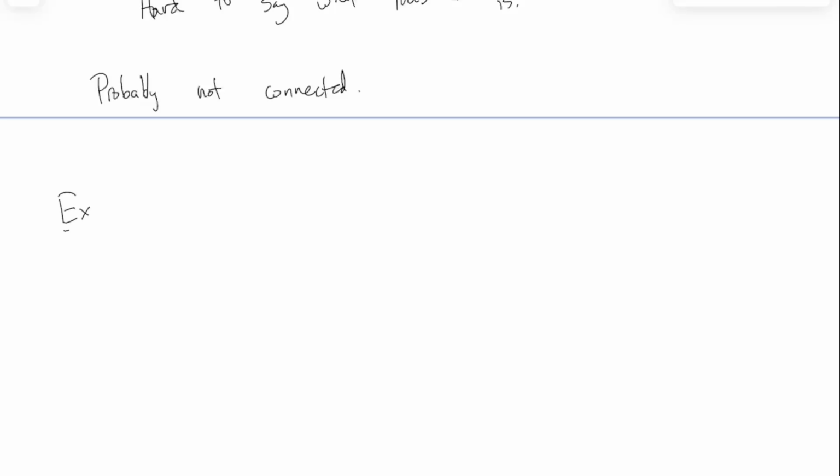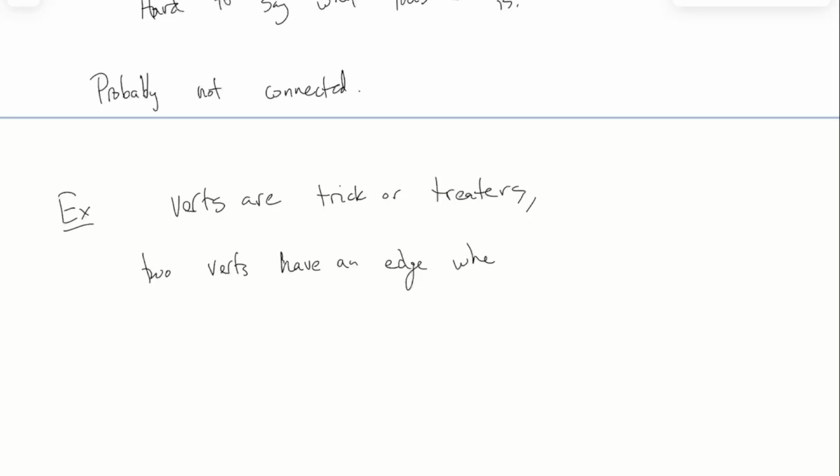Let's say here's a new example. All right, let's say the vertices again. The vertices are trick-or-treaters again. This time, two vertices have an edge when they wore the same costume. That's the rule this time. Two vertices have an edge when they wore the same costume. All right, so again, can we think about what the degree represents this time?